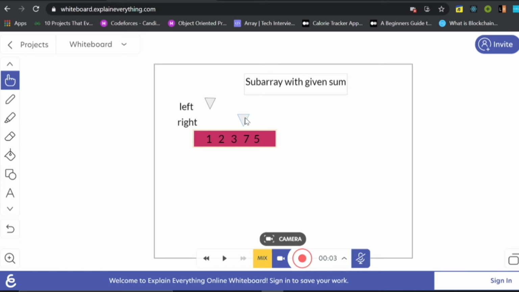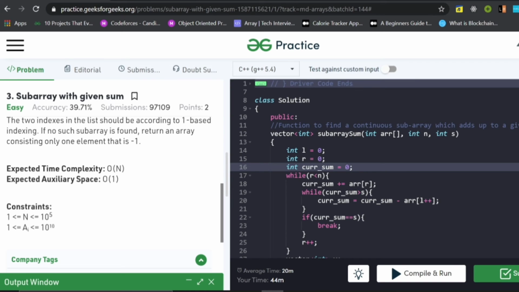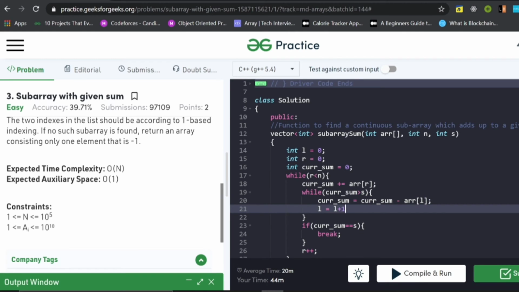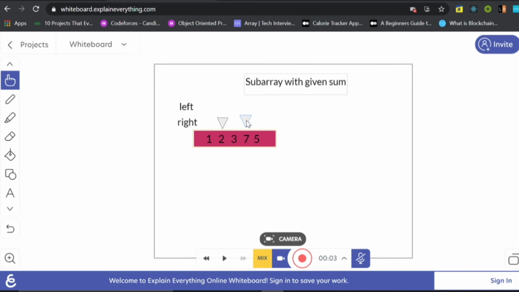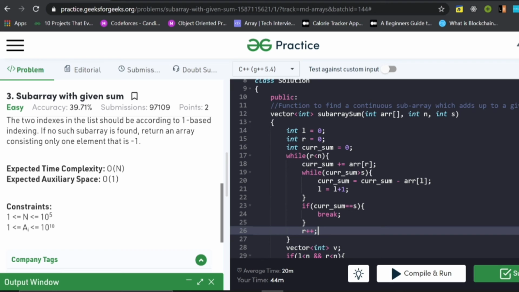When I come here, my current sum has become more, so I subtract my left value and increment left by 1. That's exactly what is here, L plus plus. In case you don't understand what is happening here, basically I'm subtracting the left value and doing L equal to L plus 1. And in case my current sum becomes equal to the given sum, I simply break, because then I've found my subarray. Otherwise I increment R plus plus, moving towards the right as long as it's less than n. Once this loop is done, you have to return a vector of the left and right positions.